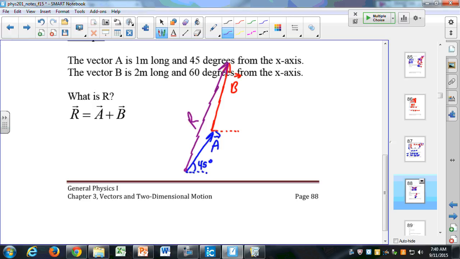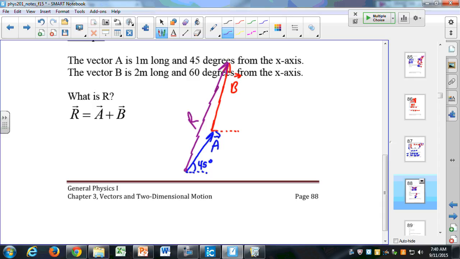All right. Sketching that out helps you to know a couple of things about the vector R. First of all, the big thing is when you find the direction of vector R, it better be bigger than 45 degrees, because I can see in this figure that it is bigger than 45. I can also tell the magnitude is definitely bigger than 2 meters, probably more like 3 meters, just looking at the length of that vector and comparing it to the vector B and A.